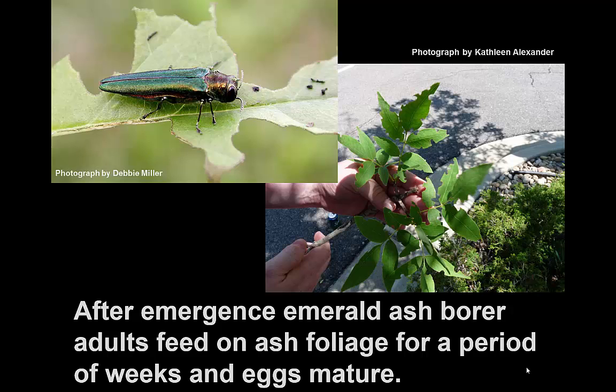Prior to egg laying, the adults go through a period of feeding on the leaves of ash trees. So there is a pre-period when the adult insect is chewing on the leaves. They are maturing their eggs at this time, and then subsequently they will lay the eggs on the bark, and the larvae will then hatch from those eggs and move into the tree. So there's a couple of week period after the adults emerge that is involved in foliage feeding on the ash trees.